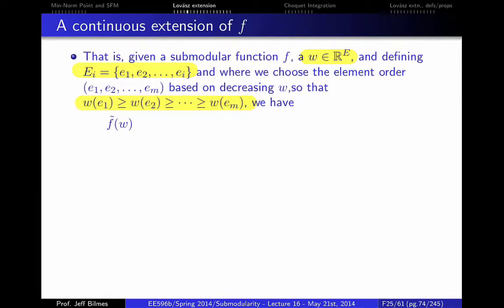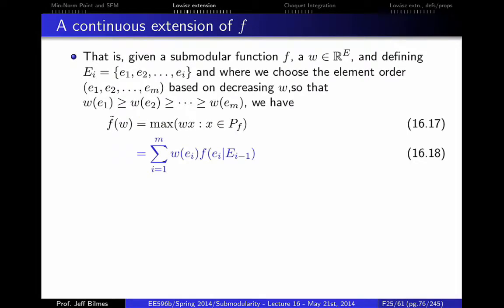And so what is the valuation? The valuation becomes f tilde, which is this maximum. This is the optimization problem. But from the greedy algorithm, which we proved, it's the dot product of w, the resulting w, times the gains. These gains are the greedy order element values of the vector x that solves the optimization problem. But we're just plugging them in.